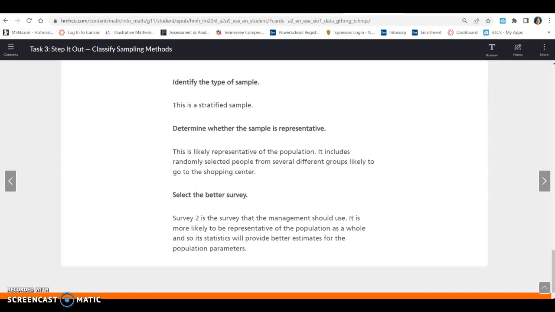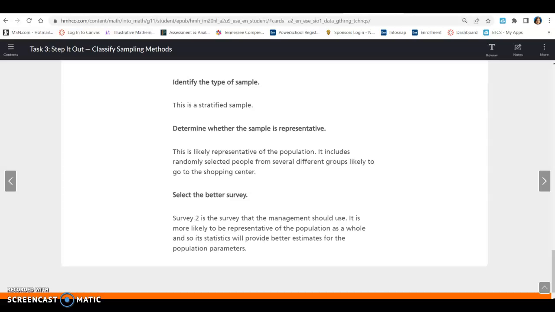Identify the type of sample. This is a stratified sample, and it says determine whether the sample is representative. All right, so this is likely representative of the population because it includes randomly selected people from several different groups likely to go to the shopping center.